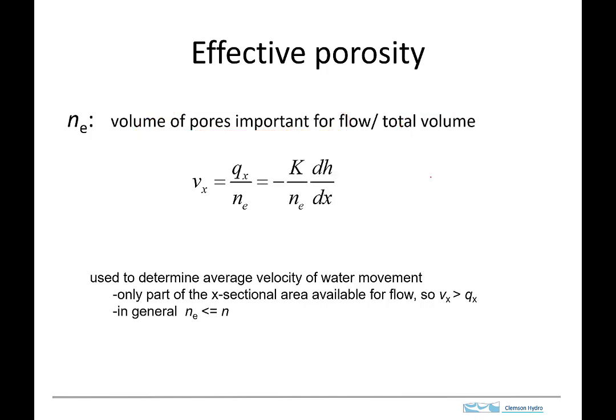One important aspect is that the average velocity, which we want to know for contaminant transport analyses, is going to be determined using the effective porosity, and we can take one step further and estimate the average velocity this way using Darcy's law. So the hydraulic conductivity and the head gradient are fairly straightforward to measure, and if we can then estimate the effective porosity, we can determine the velocity.